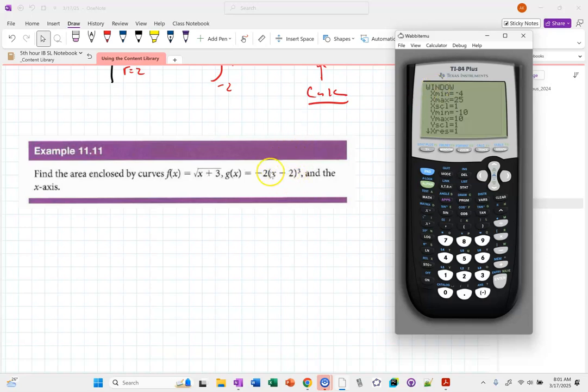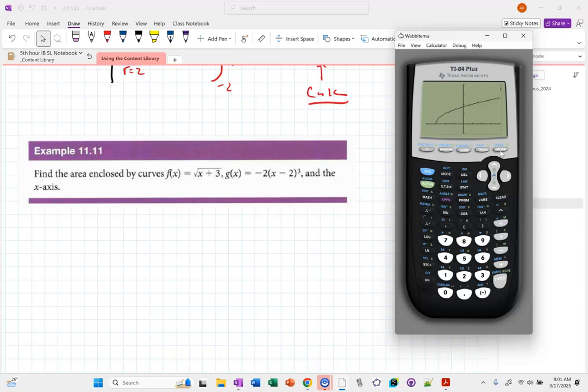This guy crosses the x-axis at 2, so I probably need something bigger than 2. Maybe I'll just go negative 4 to 5. Well, let's do 4. They're nice and symmetric. We want to be enclosed by the x-axis, so I don't need much on the min side. And at 4, if I plug 4 in, the biggest that's going to be is the square root of 7, which is still less than 3, so probably 4 here is going to be sufficient. Just trying to pick a decent window so I can see this thing.